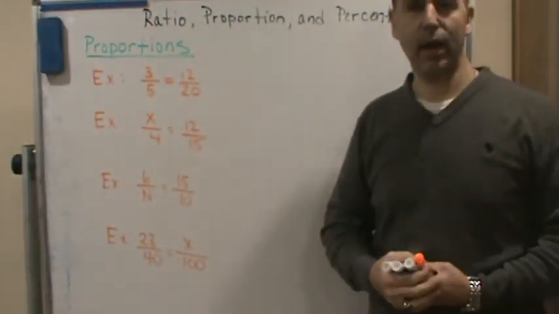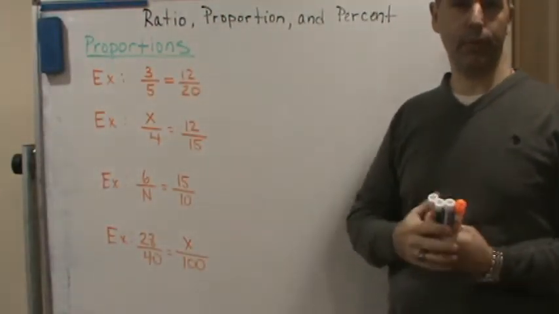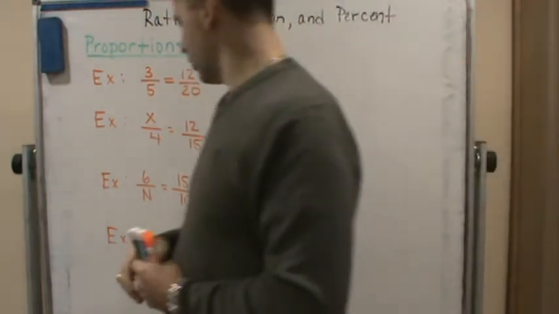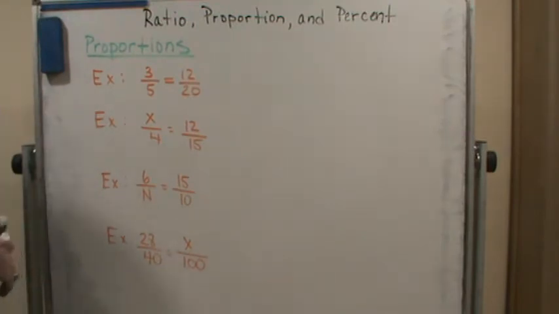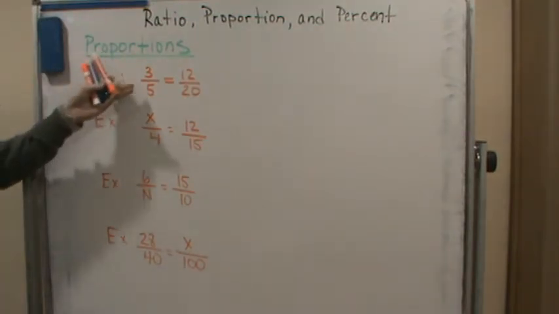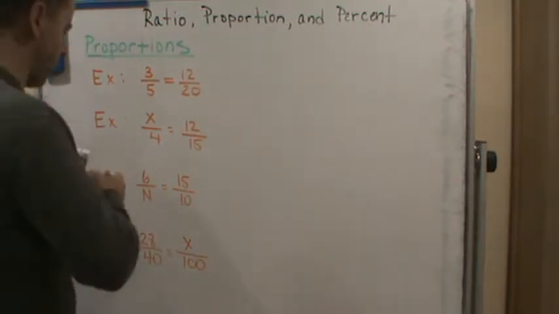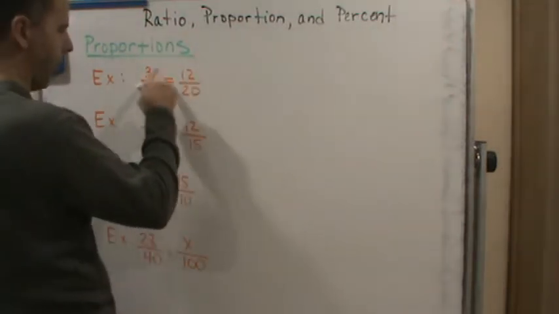Okay, welcome, and now we're going to do some examples of using proportions and using cross products. The first one says, find the cross product for this proportion. When it says cross products, we mean cross multiply, so we want to find the products when we cross multiply. How do we find the cross products? Well, we just multiply across, right?